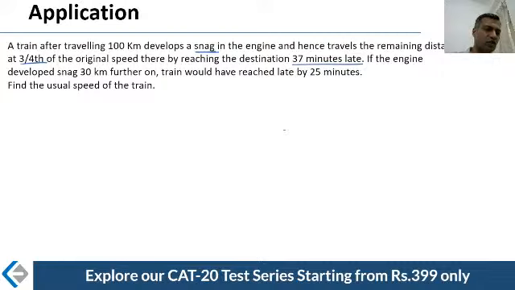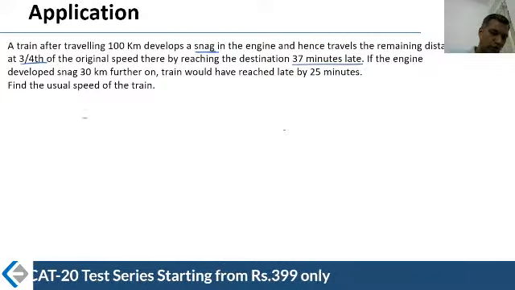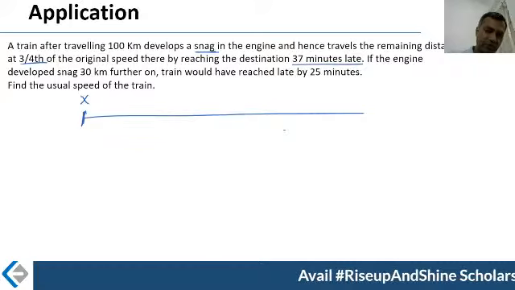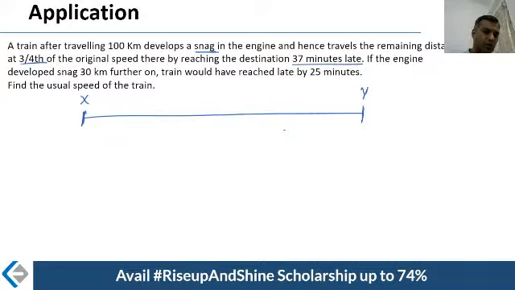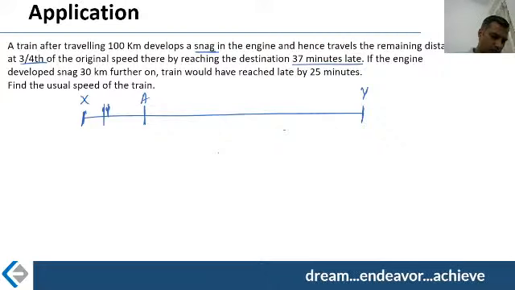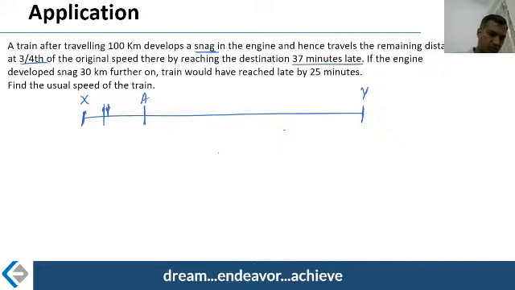Let me represent this first thought. It could be something like this. Assume that the train is moving between X and Y, which are the two stations. It already went up to A, which is 100 kilometers, and it developed some problem there.